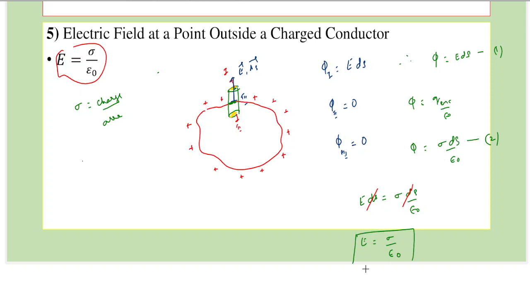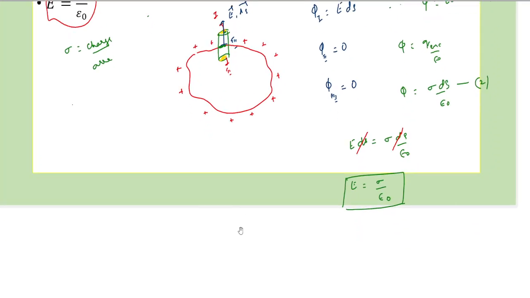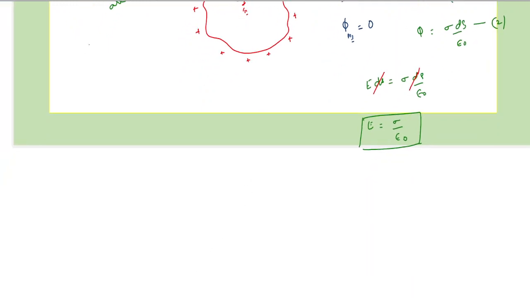So this is the field because of a charged conductor. In terms of vector quantity, E is equal to sigma by epsilon naught into n cap, where n cap is the normal to the surface.